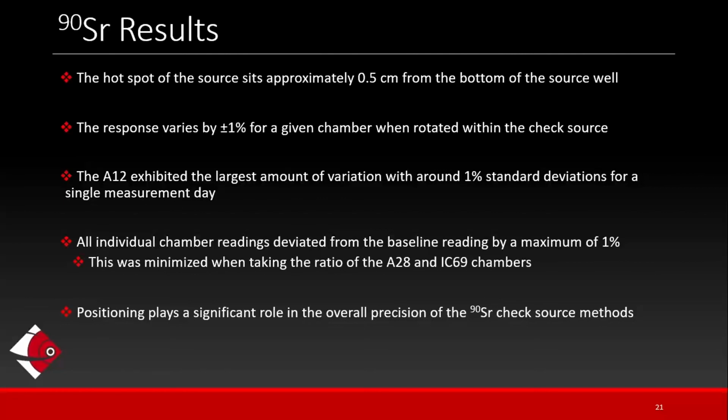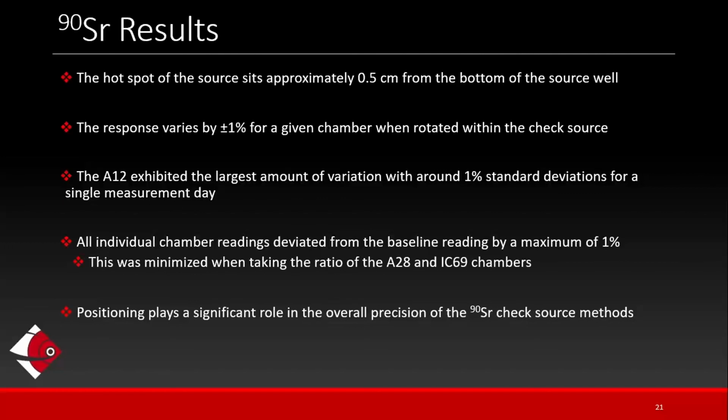Overall, there is a 1% rotational dependence for a given chamber when rotated within the check source, which can be seen for the A12 and A28 chambers. The A12 exhibited the largest amount of variation, with around a 1% standard deviation for a single measurement trial, which can lead to more noise in the data and difficulty in detecting faulty chambers when performing stability checks.